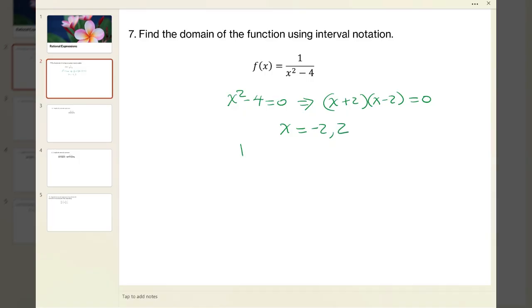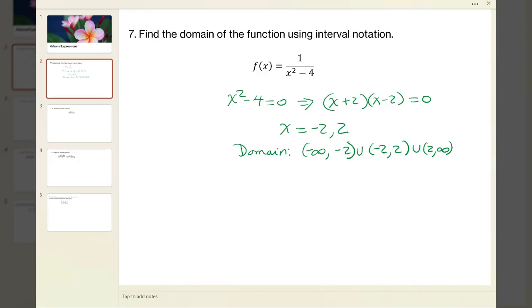So the domain is going to be everything from negative infinity to negative 2, but then we skip over the negative 2. That's why that gets a parenthesis, but we don't include negative 2. Then we have to go from negative 2 to 2. Again, we skip over the 2 because that's not included in the domain, and then go from 2 to infinity. So it's everything but negative 2 and 2. This is one way to write the domain.